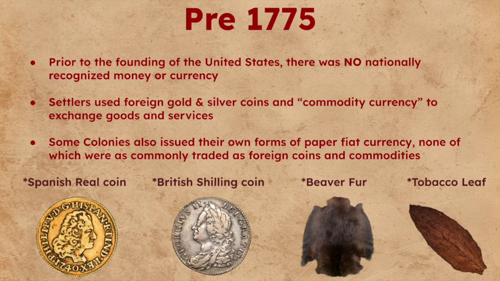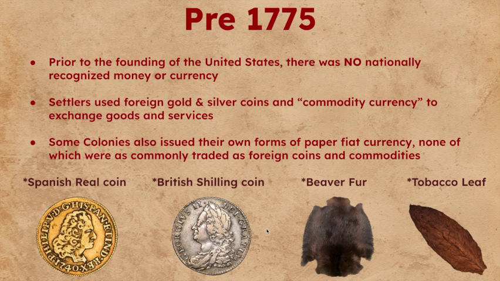Some colonies also issued their own forms of paper fiat currency, but none of them were actually really traded. And the most commonly traded things were the Spanish real coin. This was very common. The British shilling coin. And then also beaver fur and tobacco leaf.